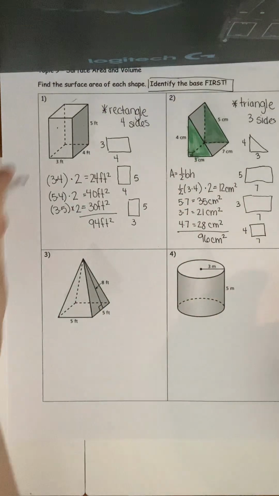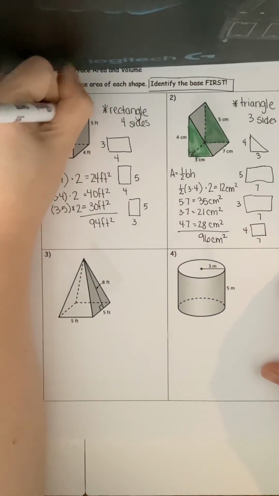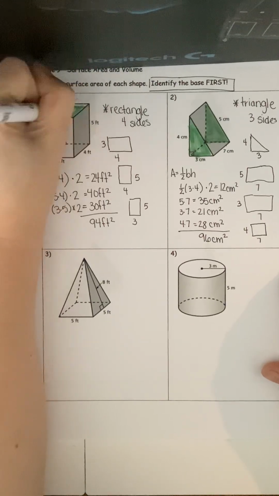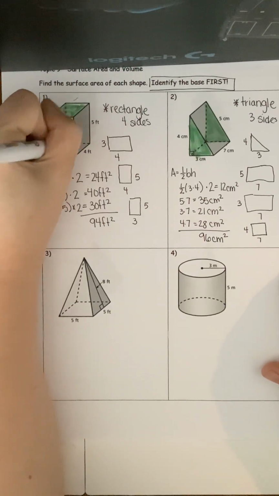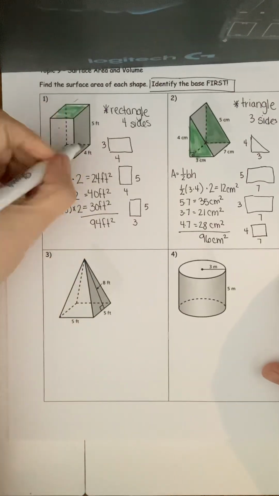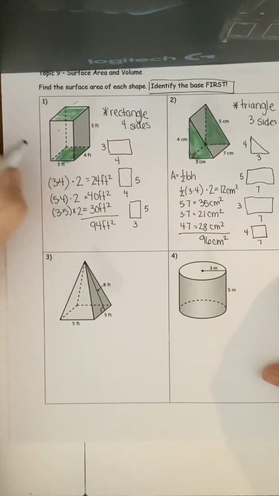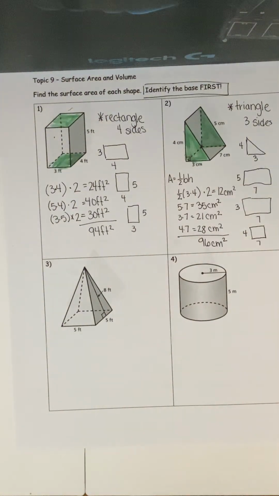And then our first one, I'm gonna color in the base, I forgot to. That's our base, and this is our base. All right, so those are the area of a rectangular prism and then a triangular prism.